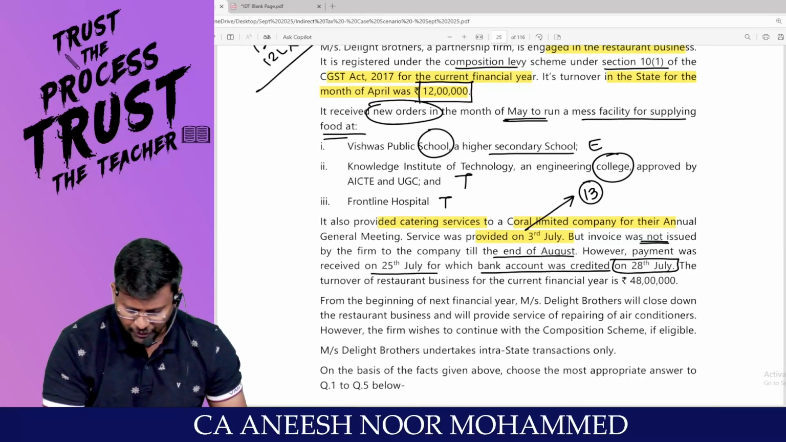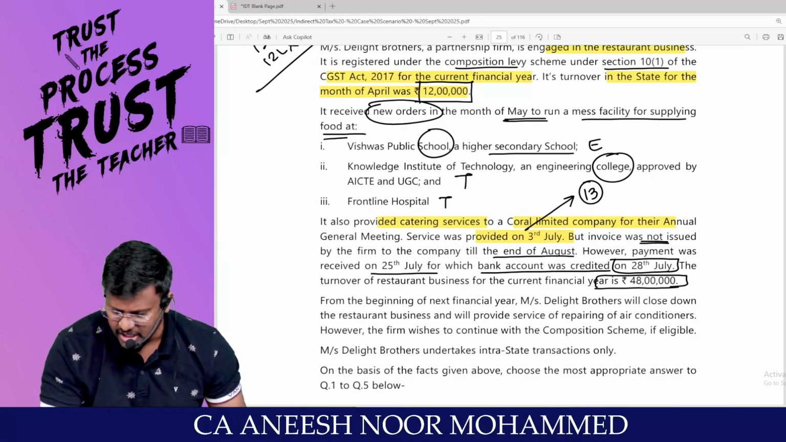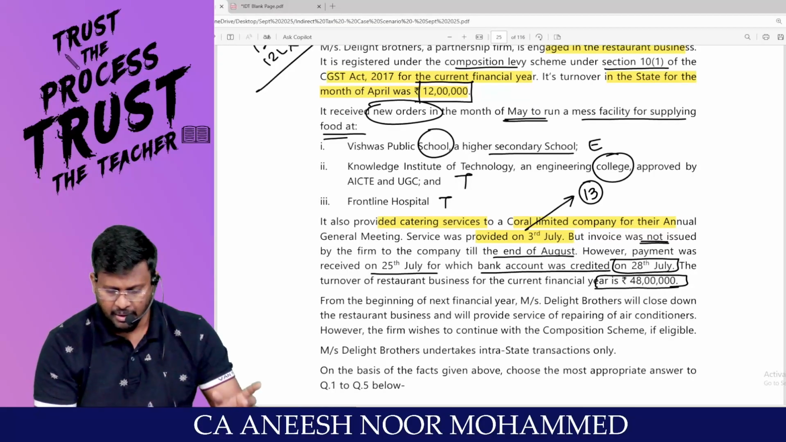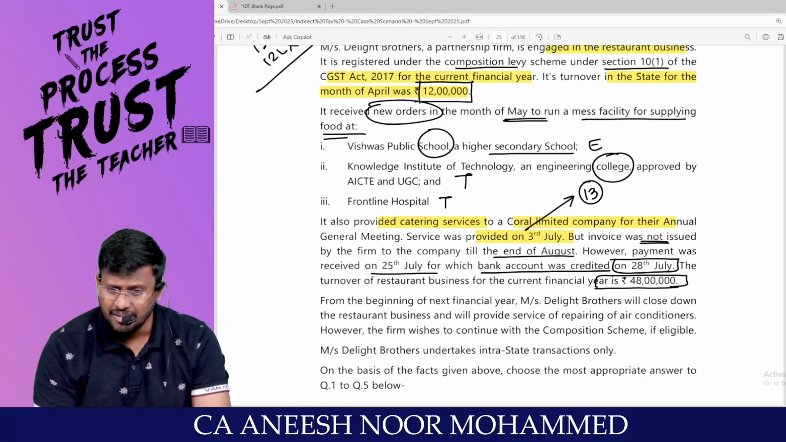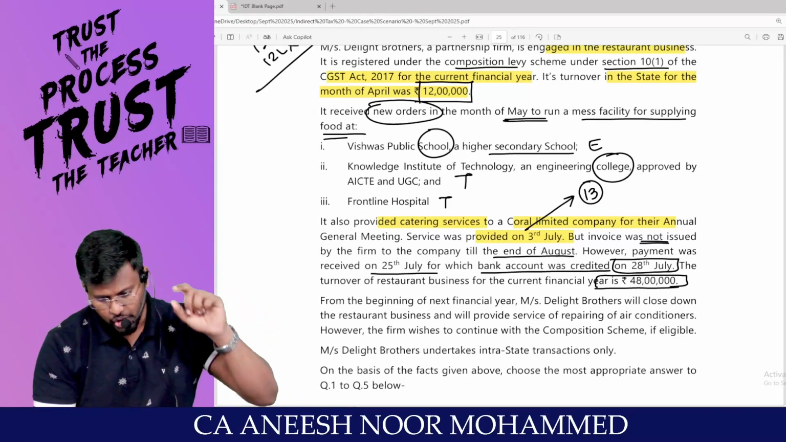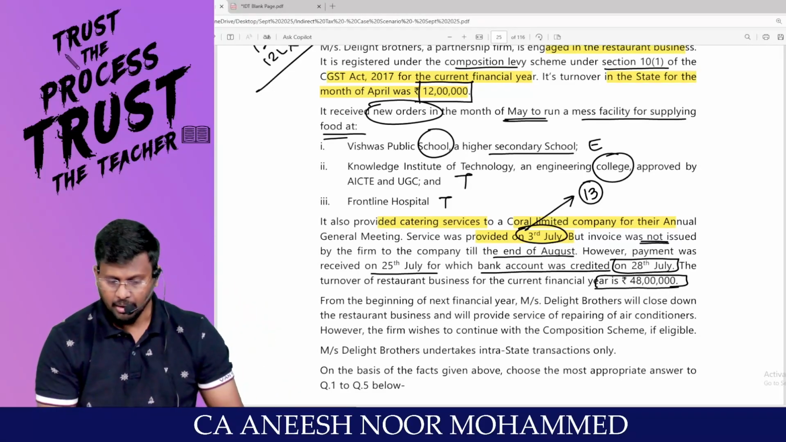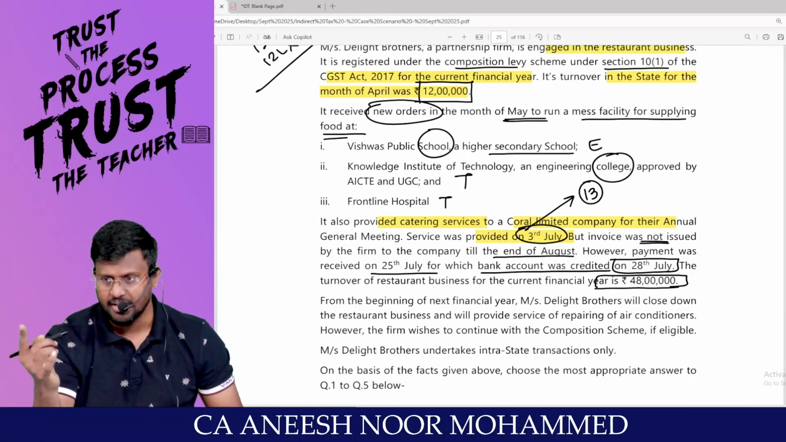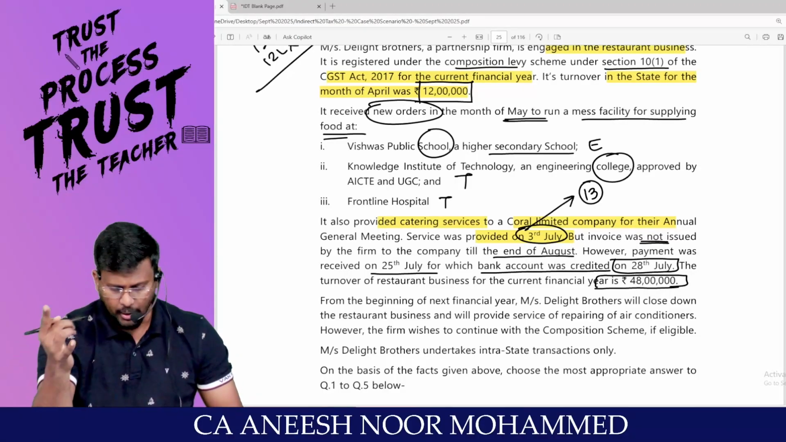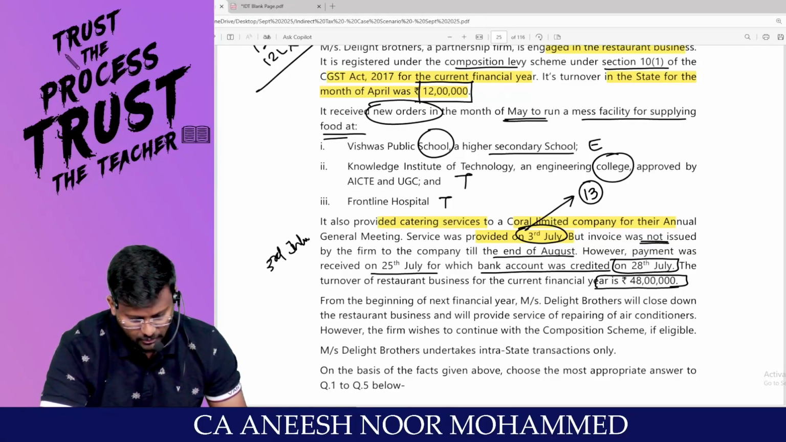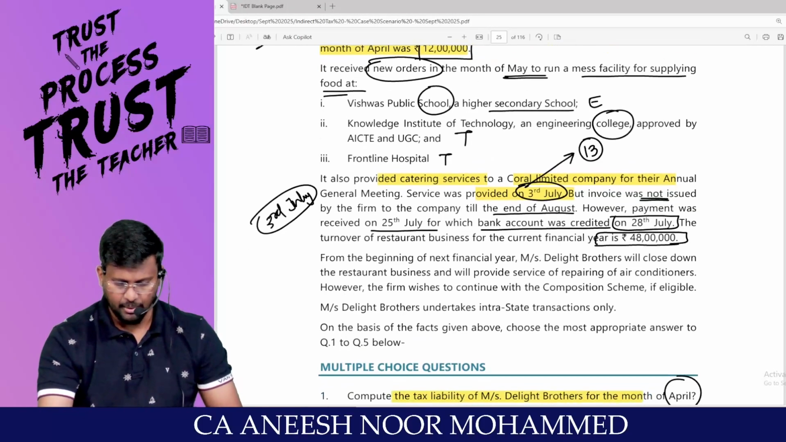The turnover of the restaurant business for the current financial year is 48 lakh. No problem. It does not exceed 1.5 crores. Are you really with me? Since the invoice has not been raised within 30 days, the time of supply will be the date of provision of service. What is the date of provision? 3rd July. Or the date of payment, which is 25th or 28th, whichever is earlier, which is 25th July. So 3rd July or 25th July? 3rd July should be the time of supply. Are you all ready with me?